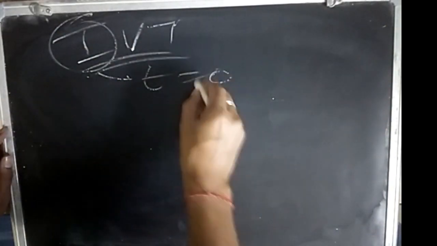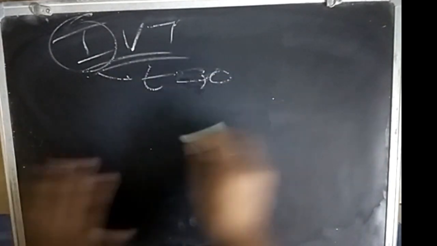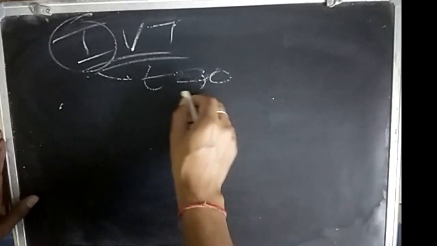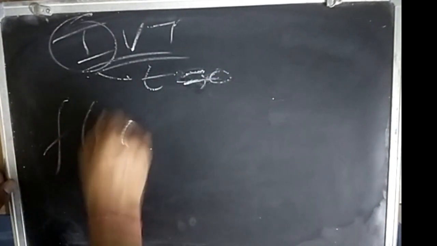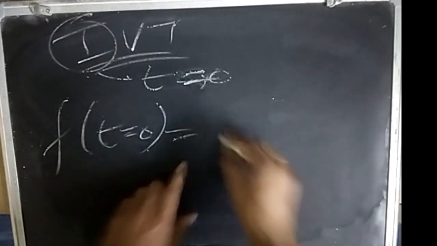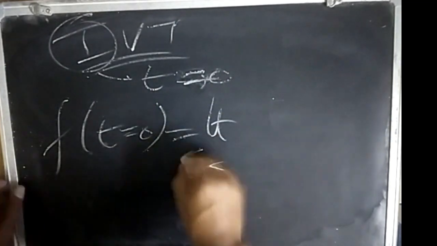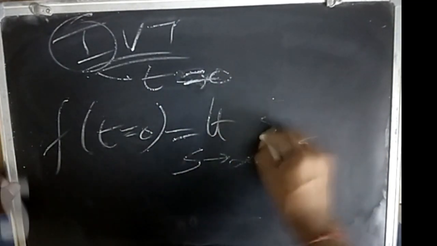And the next is the initial value theorem. Initial means t tending to 0, or t equal to 0. If we want to find the initial value of f of t, then we take the limit in the s domain, s tends to infinity, and again the same thing, s into f of s.